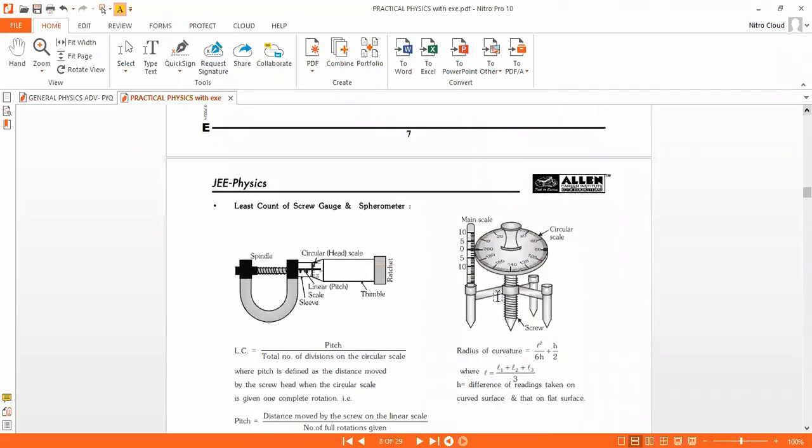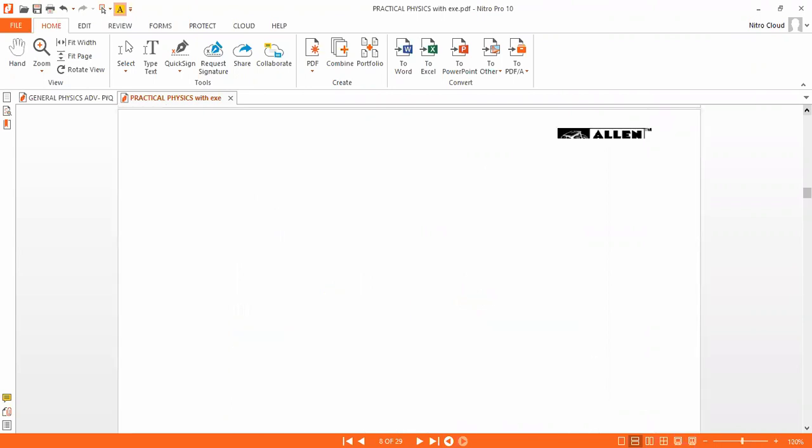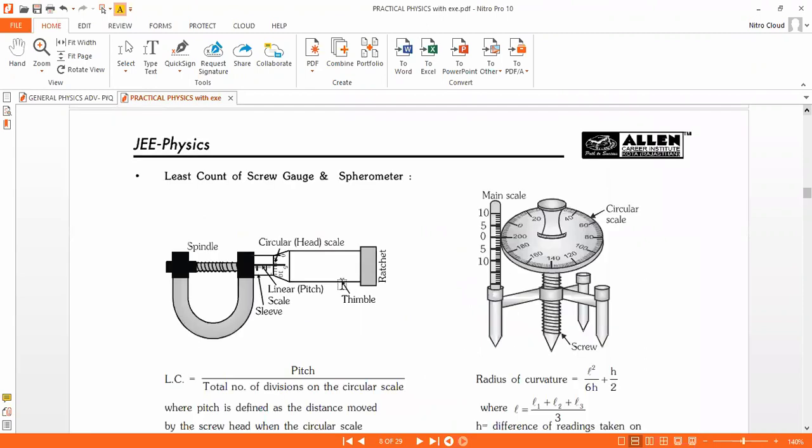Next, screw gauge. See, this is the screw gauge and this is the barometer. Afterwards, I'll come to the spirometer. Here you can see, or else I will zoom it. Here there is a circular scale, which we can rotate from 0 to 100. That can be called as the head scale.